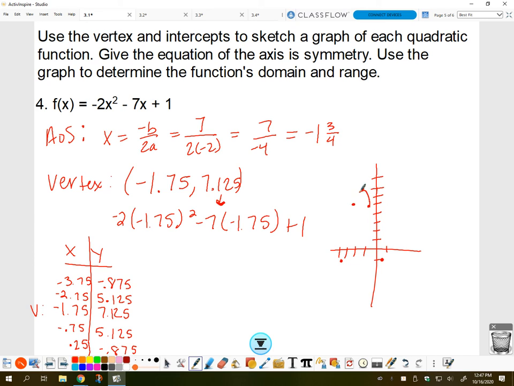All right, so let's see if I can draw that. I'm sorry that I made you try the crazy one on your own. I hope you did okay. If not, then you just have to look better than what I just drew. All right, so domain, -infinity to infinity. And range is going to be -infinity up to 7.125. All right, I think that is it.